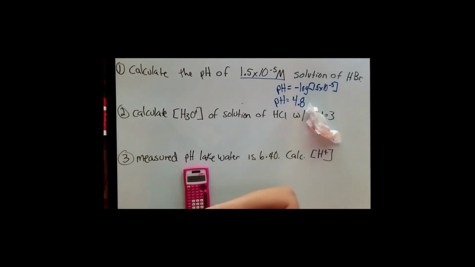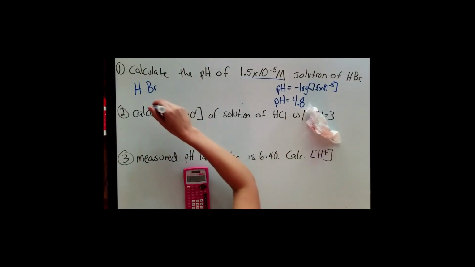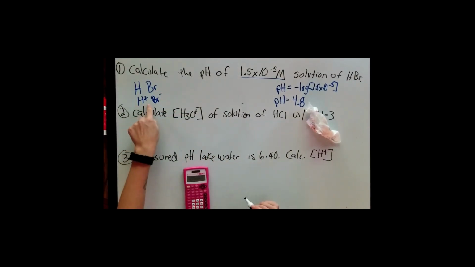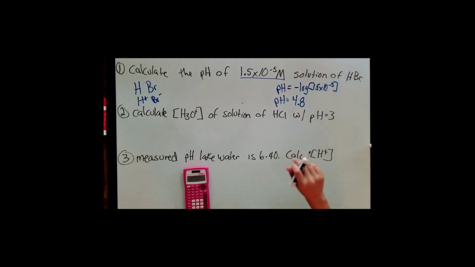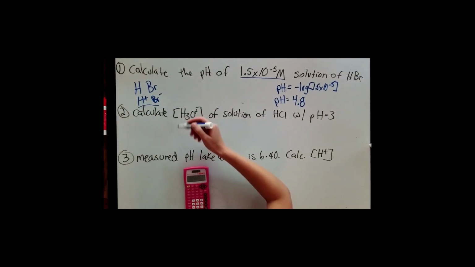HBr is H plus Br minus. This H plus here is called a proton because it has a positive charge just like a proton does in the nucleus of an atom. But this is a different proton than the one in the nucleus because it's hydrogen with a positive charge. Those words have different definitions. So based off of the chemical formula, I would assume it's an acid.